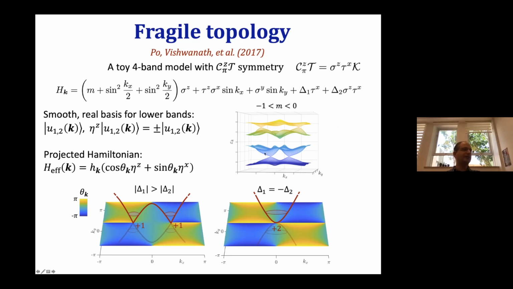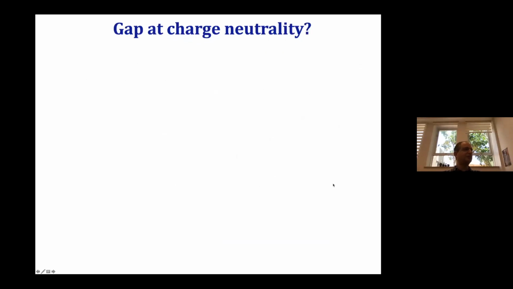Or if the two lower bands mix with the upper bands, you can actually separate all four bands from each other without breaking any symmetry. Okay, so the protection is really tied to having two isolated bands. This is what's fragile in fragile topology. Okay, so that's fragile topology. Now, what does that have to do with experiments? Okay, so what's the consequence of this for, say, the possibility of a gap at charge neutrality in magic angle graphene?